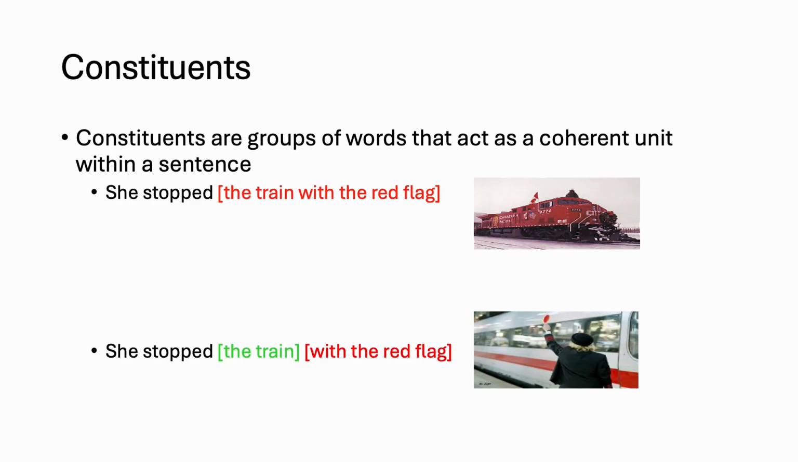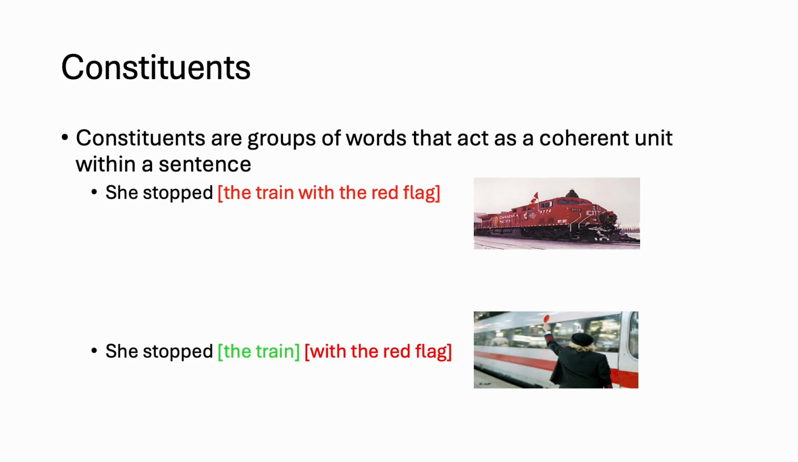Constituents are groups of words that act as a coherent unit within the sentence. So if we look at, she stopped the train with the red flag, the train with the red flag, it describes the noun. You've got the train followed by a prepositional phrase with the red flag, and all of that is part of a larger noun phrase. She stopped the train with the red flag. In other words, she used the red flag to stop the train. Then you've got the train as the direct object, and then you've got with the red flag as a prepositional phrase separate from it.